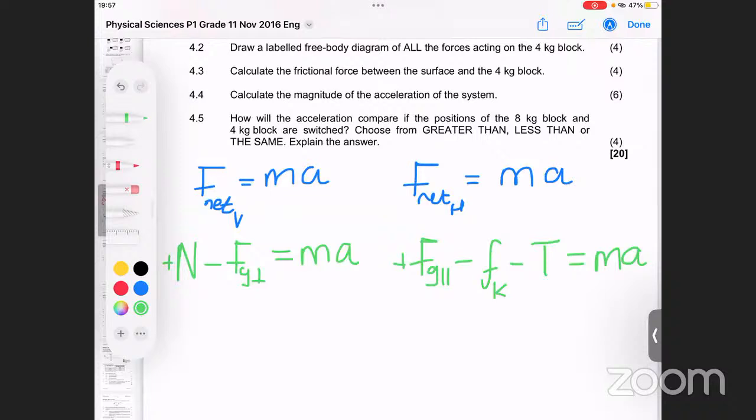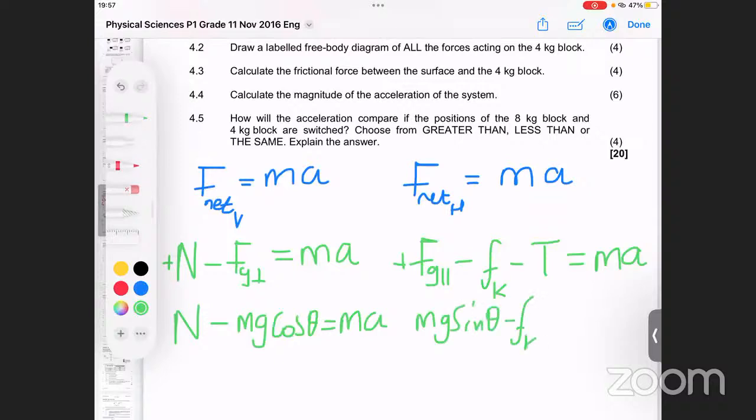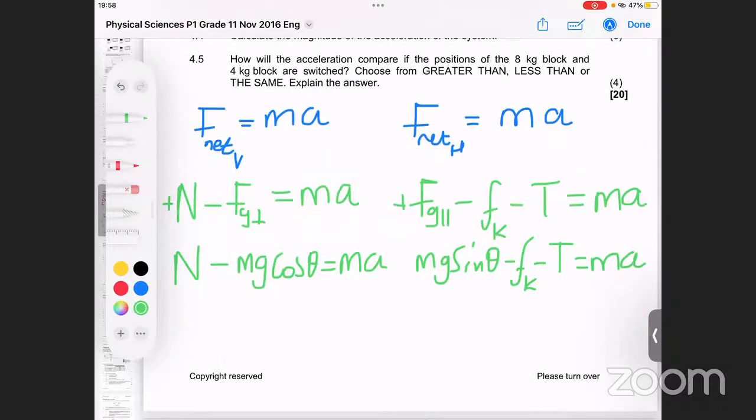Let us expand this formula. We said we have normal force. What was FG perpendicular? It's MG. Is it the one for cos or is it the one for sine? It's the one for cos, sir. Okay, cos of an angle, then it's equal to MA. So that means this one is the one for sine. So we have MG sine of an angle minus that thing of frictional force minus the tension, and then that is equal to MA. Sir, it doesn't end there.